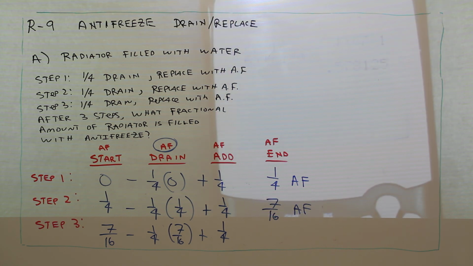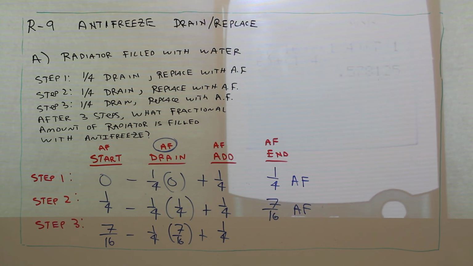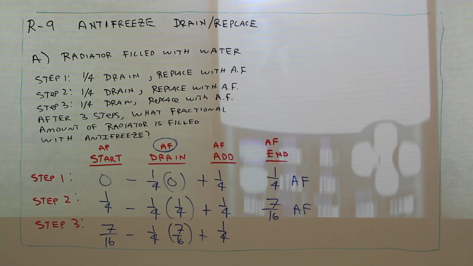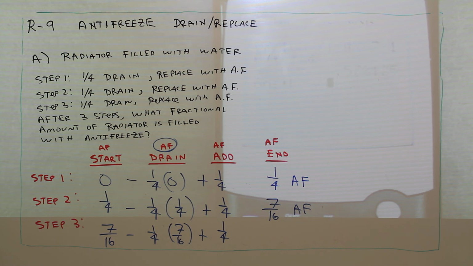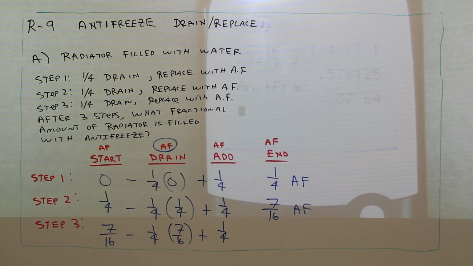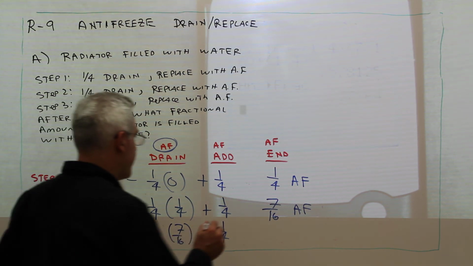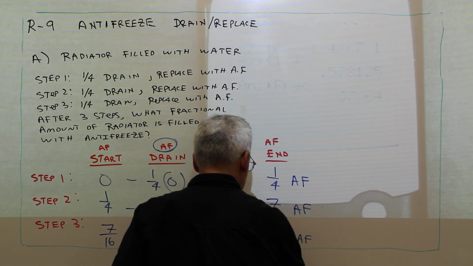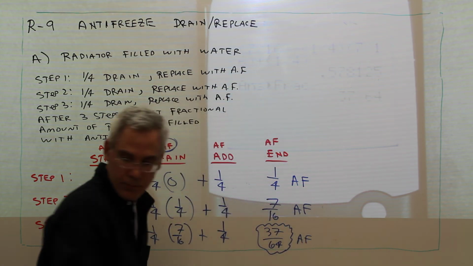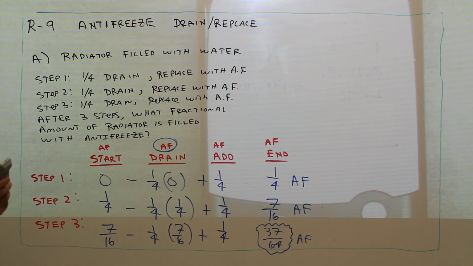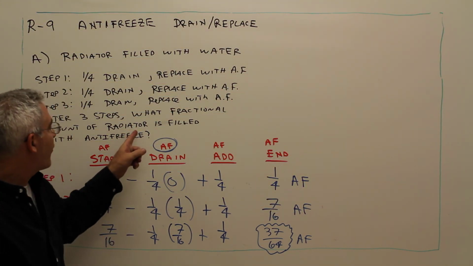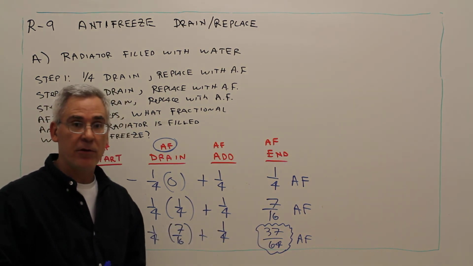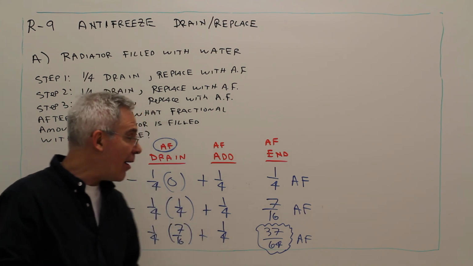I get that decimal 0.578125. I'm going to go math, frac, enter, and I get 37/64. So the problem said, what fractional amount is filled with antifreeze? 37/64 is my answer. All right, I'm going to rework the problem, part B.